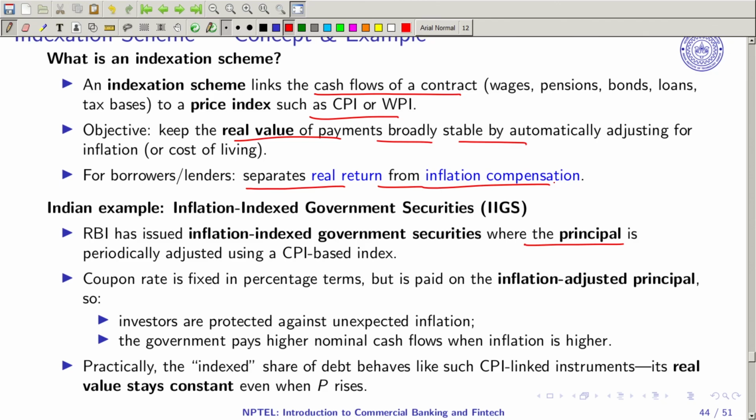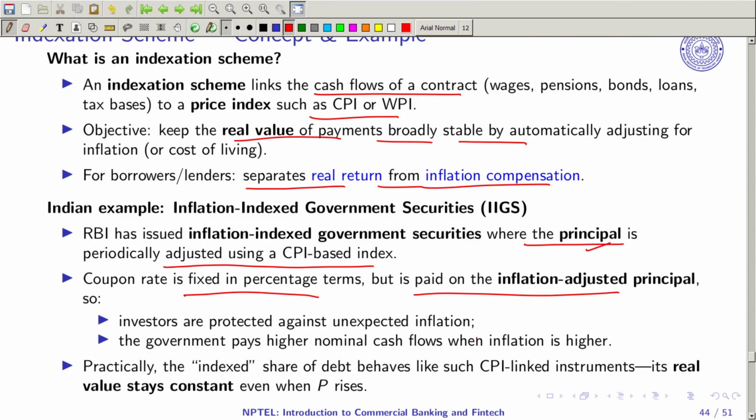In India, we have inflation indexed government securities. It was long back. And what is the feature of this particular IIGS? Your principal is periodically adjusted with CPI, but your coupon rate is fixed in percentage terms, and it is paid on the inflation adjusted principal, which means that your principal also gets increased. So even if the coupon rate is fixed at 5%, earlier you were getting it on 1 lakh, but now you are getting it on 1,10,000, right? So this is what it implies. Investors are protected against unexpected inflation, and this indexation is helping.